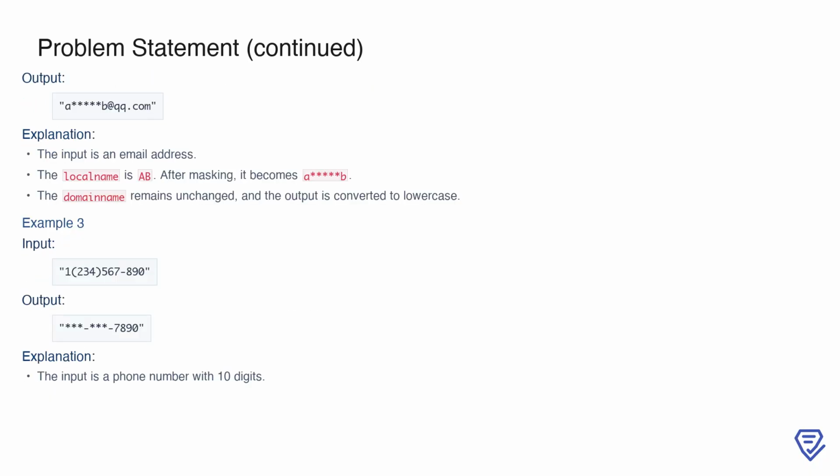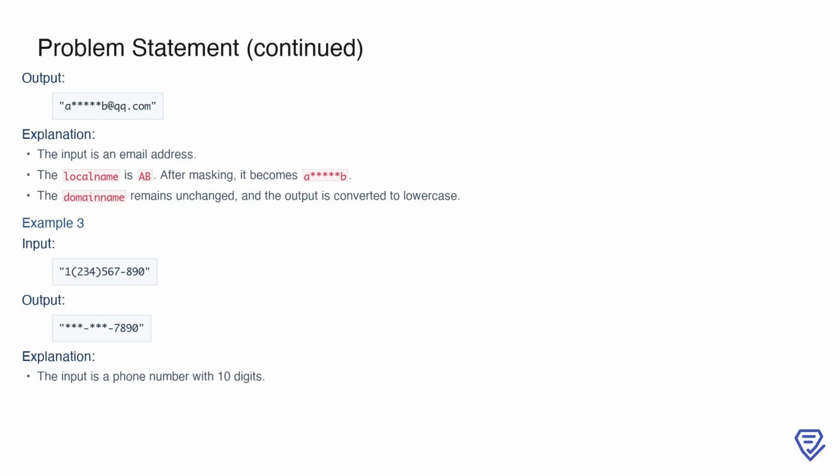In the third example, the input is 1(234)567-890. This is a phone number containing non-digit characters, which we ignore during processing. After extracting the digits, we get the number 1234567890, which has exactly 10 digits. Following the phone number masking rules for a 10-digit number, the output format is ***-***-7890, where only the last 4 digits are visible, and the rest are masked with asterisks. This ensures that the sensitive parts of the phone number are hidden.